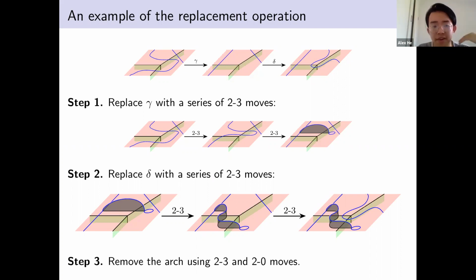And then, as I said, the very final step is you remove the arch. Actually, you have to do some 2-3 moves to set it up so that the arch can be removed. But once you do that, you can then remove the arch using 2-0 moves alone.